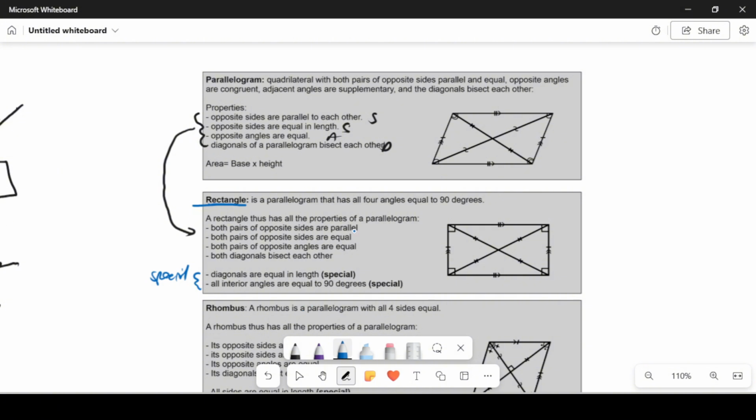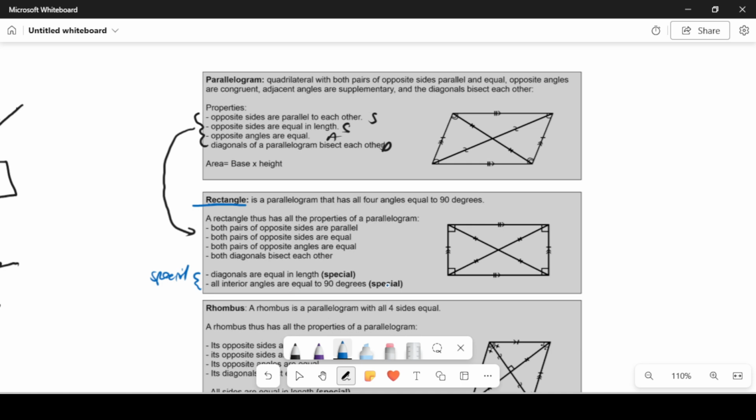So what we can say, both pairs of opposite sides parallel, both pairs of opposite sides equal, both pairs of opposite angles equal, both diagonals bisect each other. That's straightforward, we copied from there. But what makes it different? What makes it special? The diagonals are equal in length. The length from here to here is the same as the length from here to here. Can you see that? That's what makes it different. In the parallelogram, they didn't say that, right?